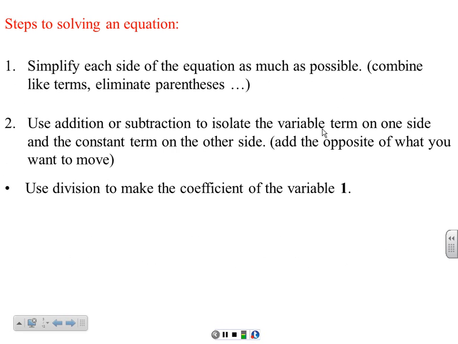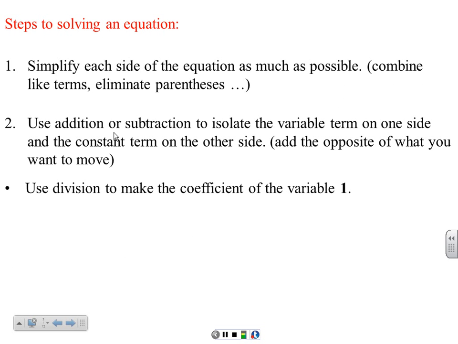Steps to solving an equation. What we're going to do is simplify each side of the equation as much as possible, meaning we're going to combine like terms or eliminate parentheses by the distributive property and then combine like terms. Whatever we need to do to get each side simplified as much as we can, like we did in Chapter 1. We learned all those techniques in Chapter 1.